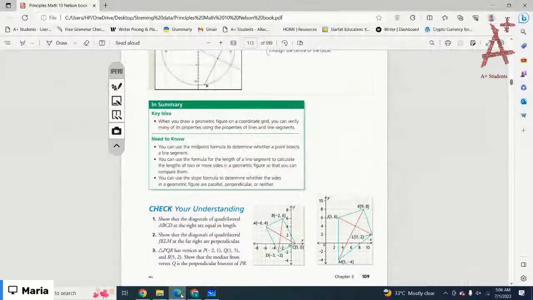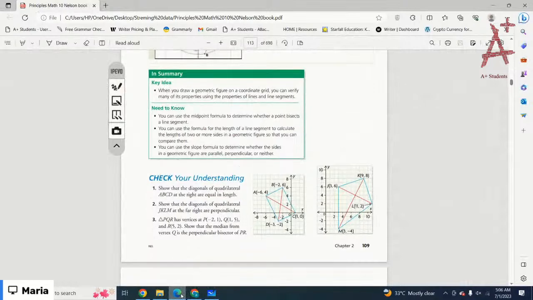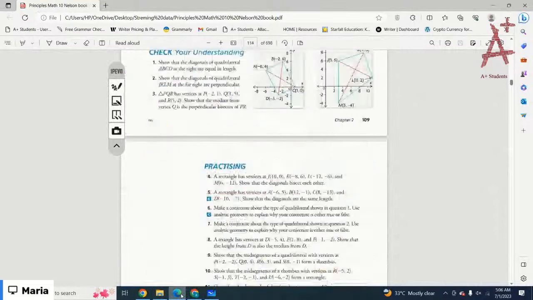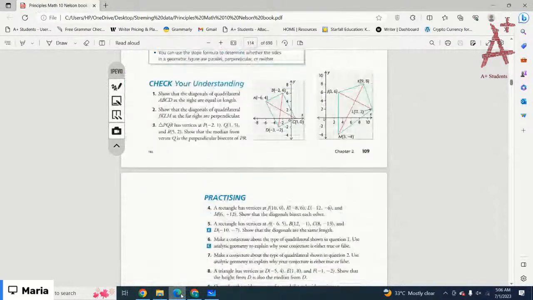Okay, the next question, let me just see how many questions we have. Okay, let's just see question number 3. Triangle PQR has vertices P negative 2, 1, Q 1, 5, R 5, 2. Show that the median from vertex Q is the perpendicular bisector of PR.